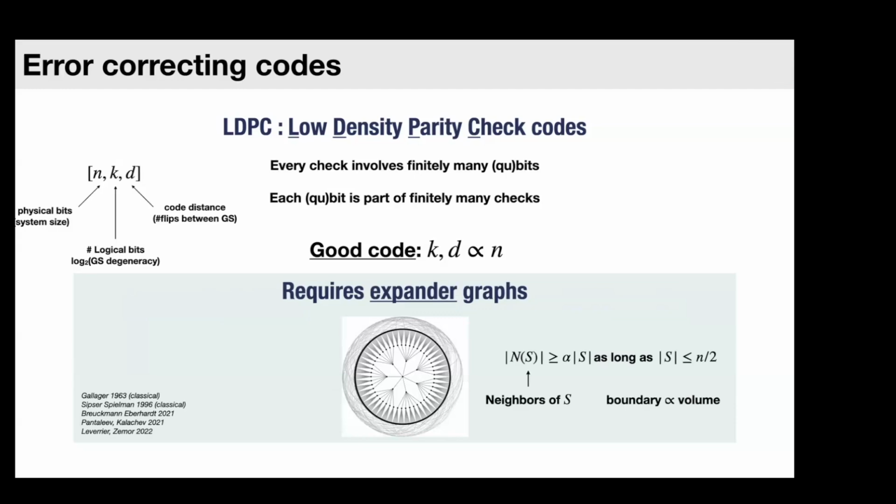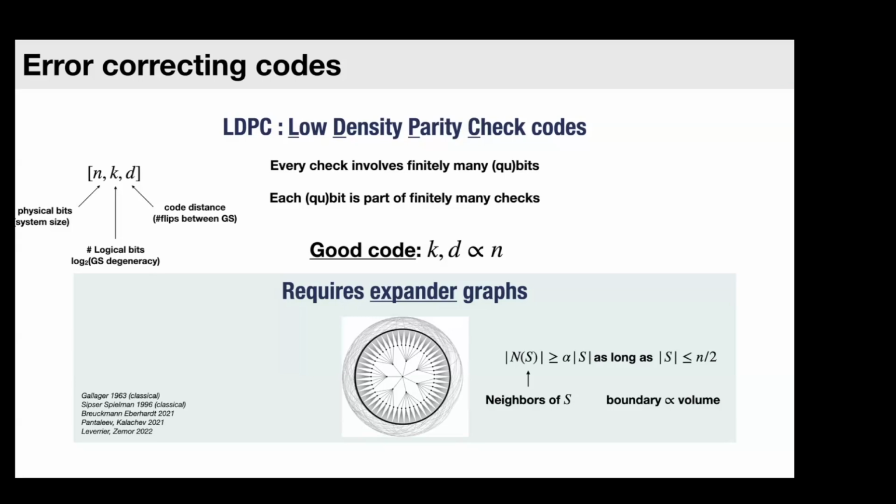Okay, so we're going to consider models or codes defined on more general graph geometries. And an expander graph is defined as a family of lattices or graphs where if you pick out any subset of vertices, denoted by S here, then as long as the subset involves less than half the total number of bits in the system, the number of neighbors that this subset has actually scales proportionally to the size of the subset. Or in other words, the boundary scales proportionally to the volume in these expander graphs.